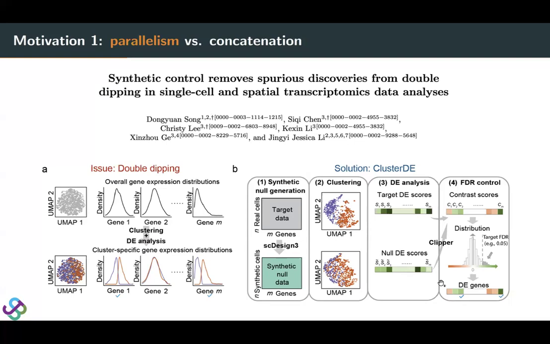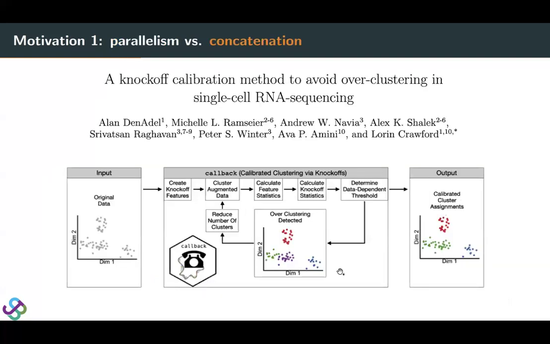So this is a parallel approach. We generate data under our null hypothesis that there's only one cluster. But in addition to our work, there's another work trying to address the same problem, but it uses the knockoff approach. In other words, it will create a concatenated matrix n by 2p instead of two parallel matrices. And then on this large concatenated matrix, it will perform clustering and differential expression or two sample test.